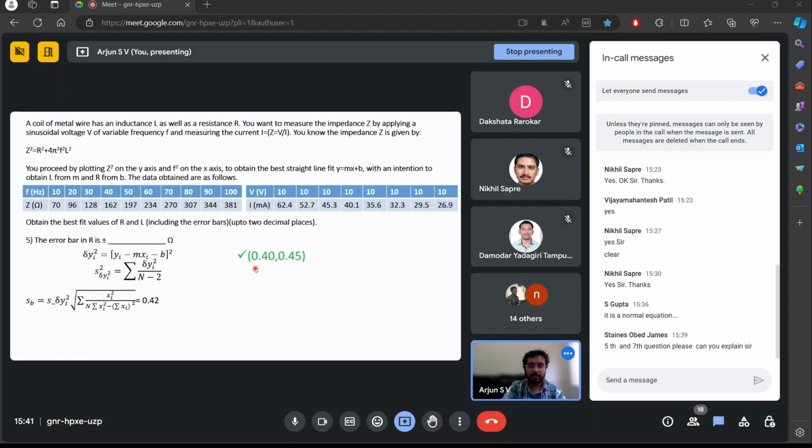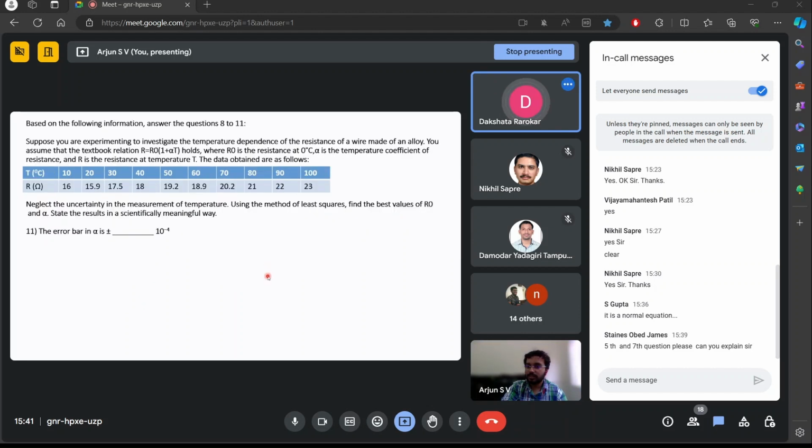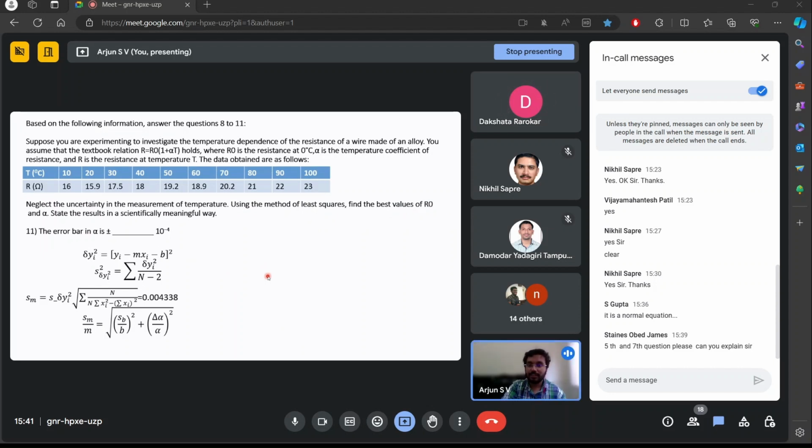Dakshata, you were saying something. So the error bar of R. Can you explain it one second? Rather than explaining through this question, I'll explain through the fifth question, that is error bar plus minus. Did you get how we are calculating the error bars? No, I missed this.